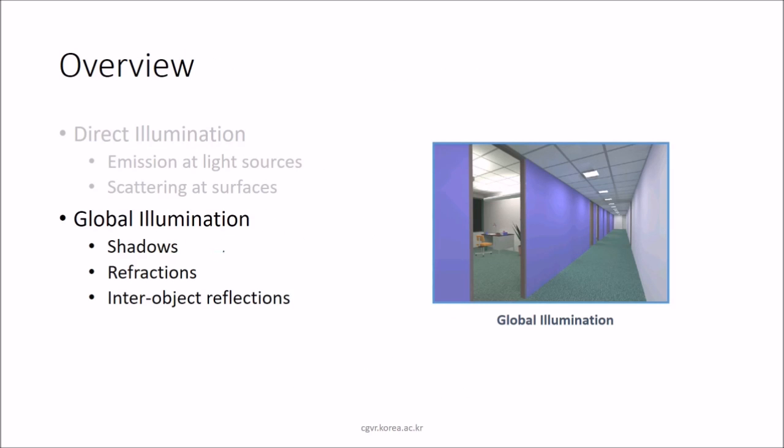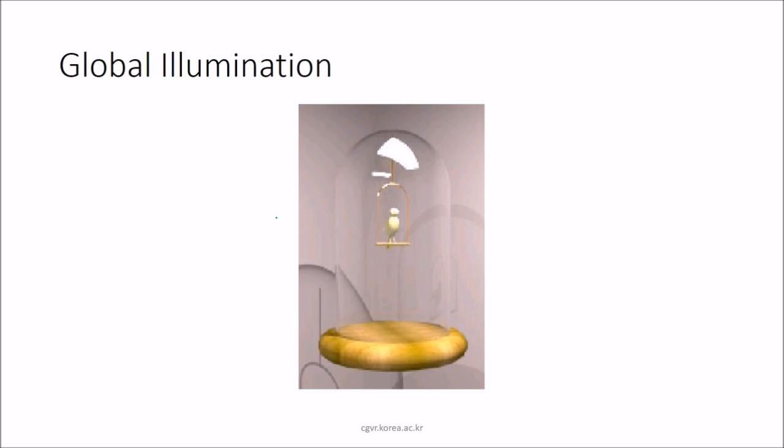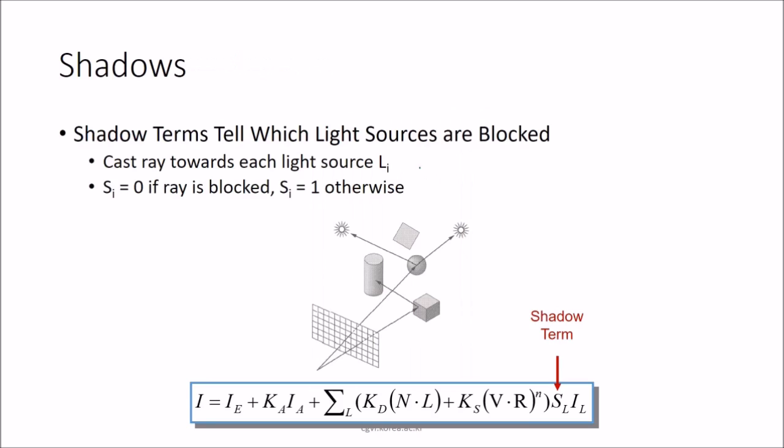Now we come to the global illumination. In global illumination, we have shadows, refractions, and inter-object reflections. So this is the global illumination. There is no light source, but still it is being illuminated. It is being illuminated from all the lights which are coming. So first of all, we'll talk about the shadows. The shadow term tells which light sources are blocked. Some light sources are not blocked. Some light sources are actually there.